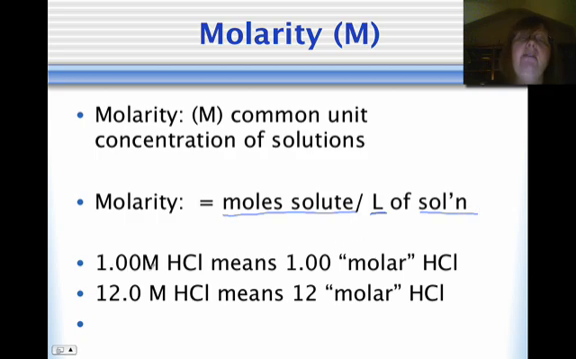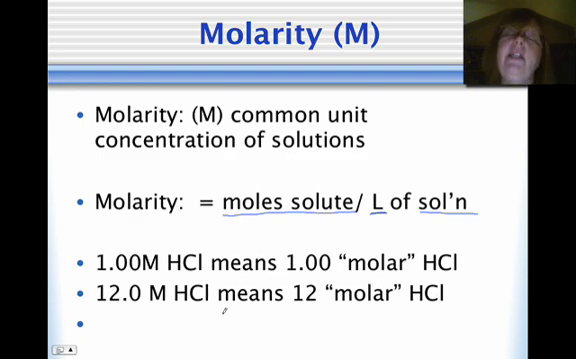You've seen this on all of the bottles that we've been using in labs, you would see something like 1.00 capital M HCl. What we would say is 1 molar hydrochloric acid. We wouldn't say 1 molarity. We would say 1 molar HCl. Very concentrated hydrochloric acid could be 12 molar. This would be really dangerous. So 12 molar hydrochloric acid. That's how you would say that.